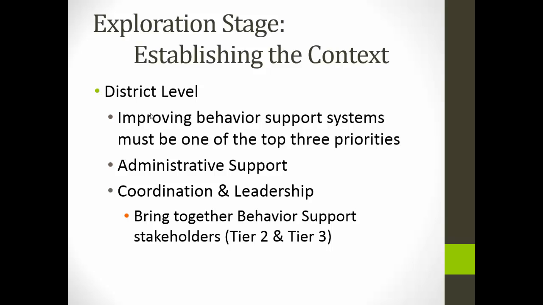During the exploration stage, at the district level, some things to consider are that improving the behavior support systems must be one of the top 3 priorities. We've got to have administrative support, and we've got to have strong coordination and leadership. So it's a good thing to form a leadership team and to bring together all the stakeholders for behavior support who are going to be participating in Tier 2 and Tier 3 intervention.